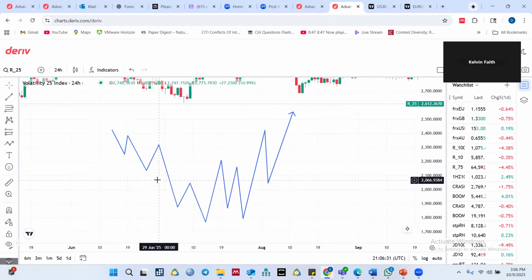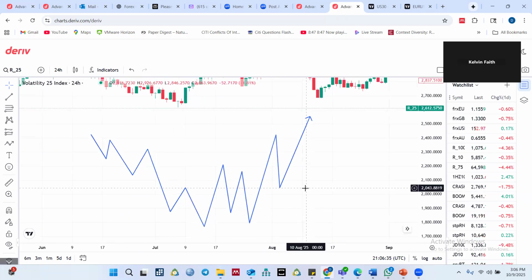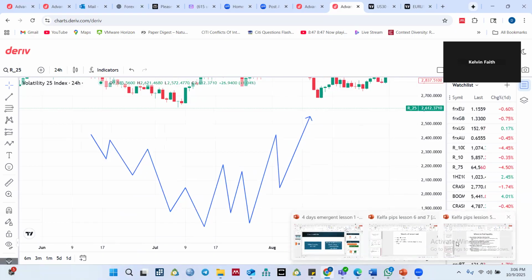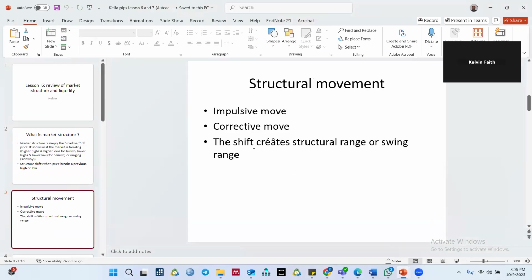Good. So, at what point can we say there is a structural shift? And at what point can we determine or say that we have a swing range?